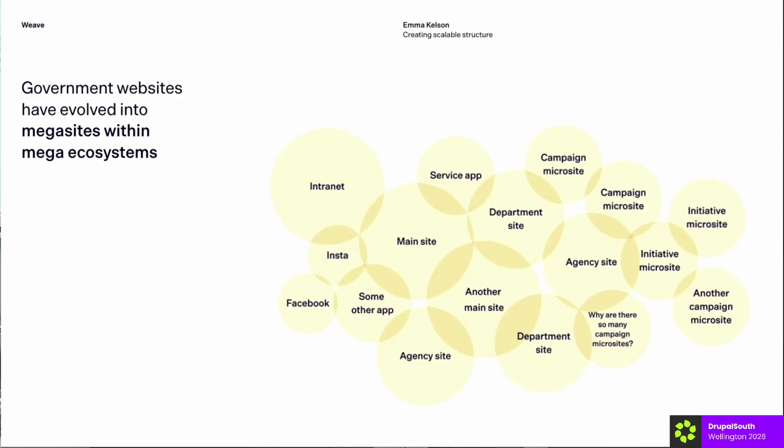They're managing mega sites within mega digital ecosystems, dozens of websites, thousands of pages, and there's not nearly enough people or governance to keep all of this in check. All of this is kind of in service of helping citizens do what they need to do. And with AI reshaping our digital landscape, getting on top of this mess is now more critical than ever.